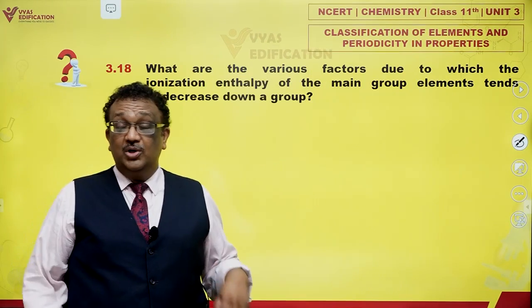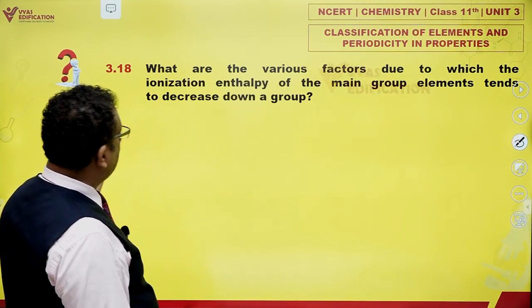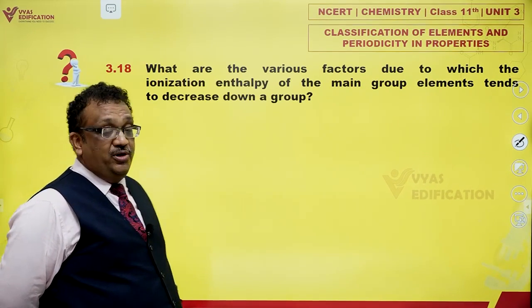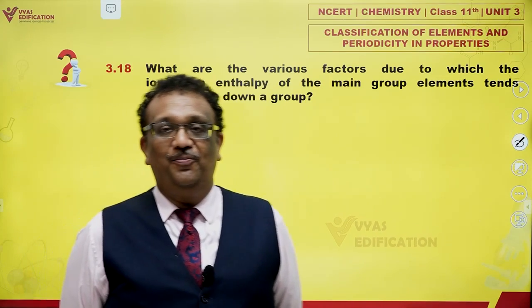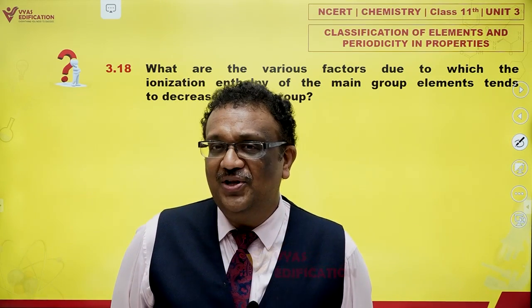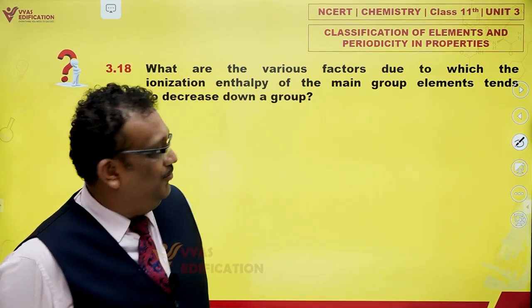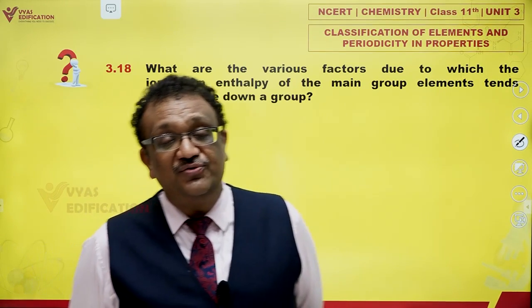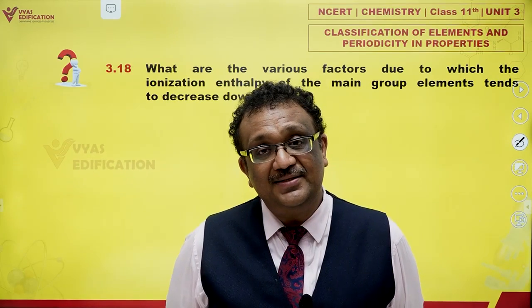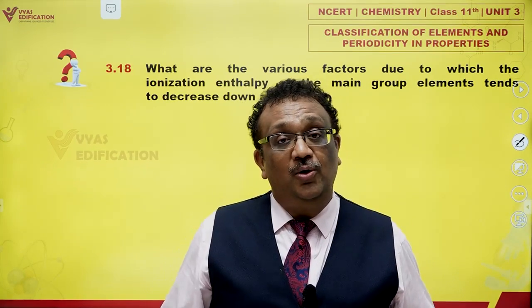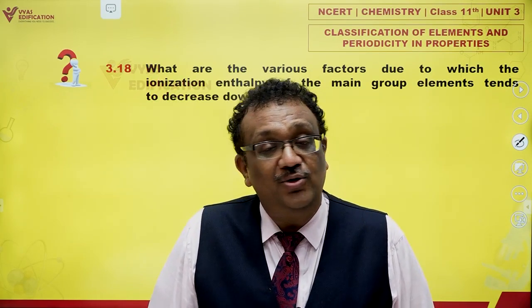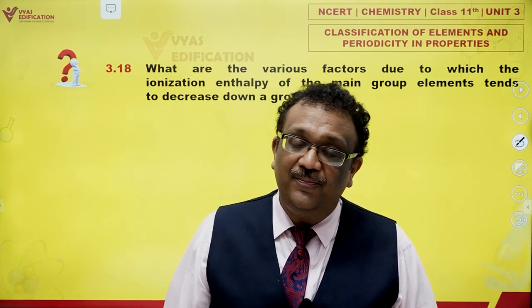What are the various factors due to which the ionization enthalpy of the main group elements tends to decrease down a group? If ionization energy is going to decrease down a group, well, that's very interesting. Why does it happen? The first and foremost factor is size. As we move down the group, more and more electronic shells are added to the atom. First point, right?